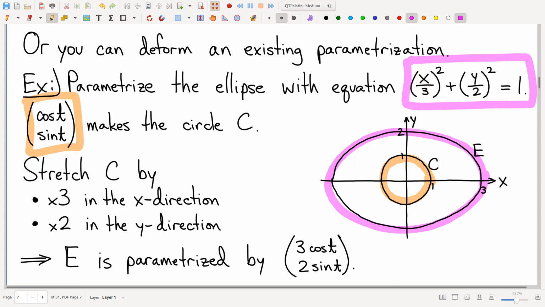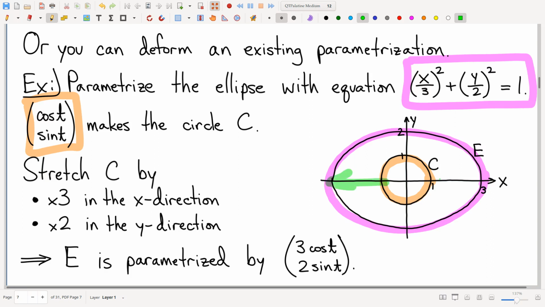The big idea is to think first geometrically. What's the geometric relationship between what I know how to parameterize and what I want to parameterize? What's the geometric connection between them? And then just think, how do I execute that algebraically? So in particular, I know that ellipses are stretched out circles, right? So this circle has radius 1. This ellipse has what you might call x radius 3. I just need to stretch it by a factor of 3 in the x direction.